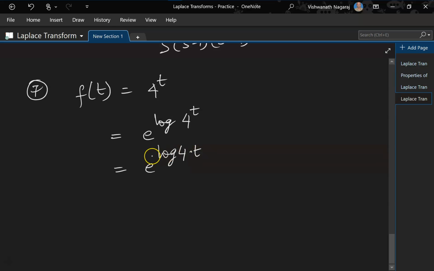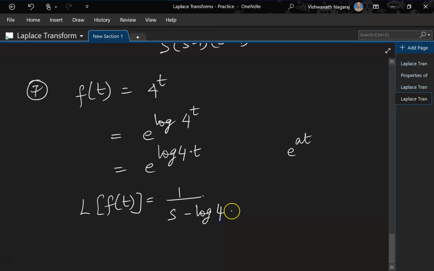Normally we put t in the beginning, but I want to follow the same pattern. So that's why I'm keeping it afterwards. So which means the Laplace transform of f of t would be e to the power of at. Remember, this is 1 by s minus a. Now here a is log 4. So log 4. Okay.